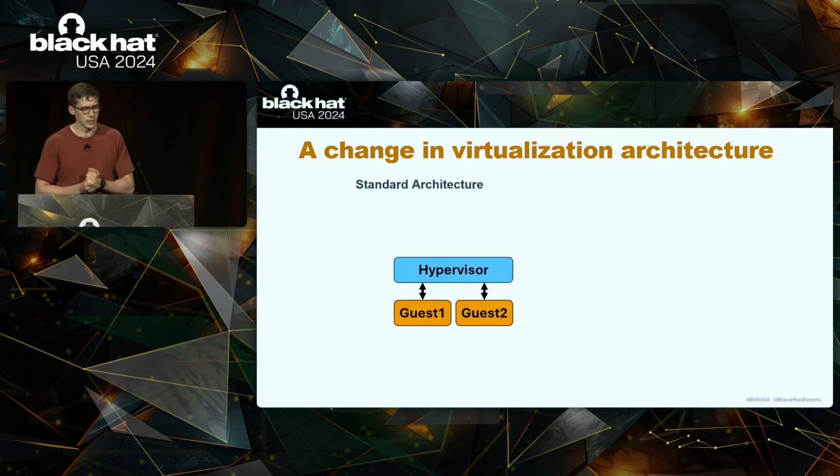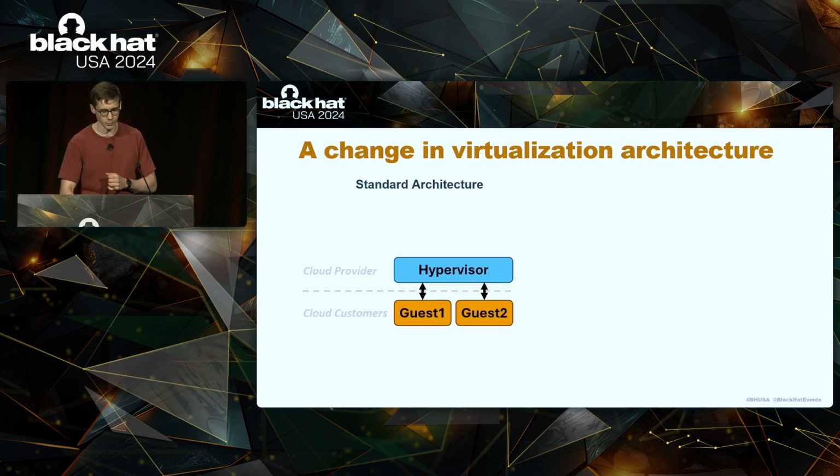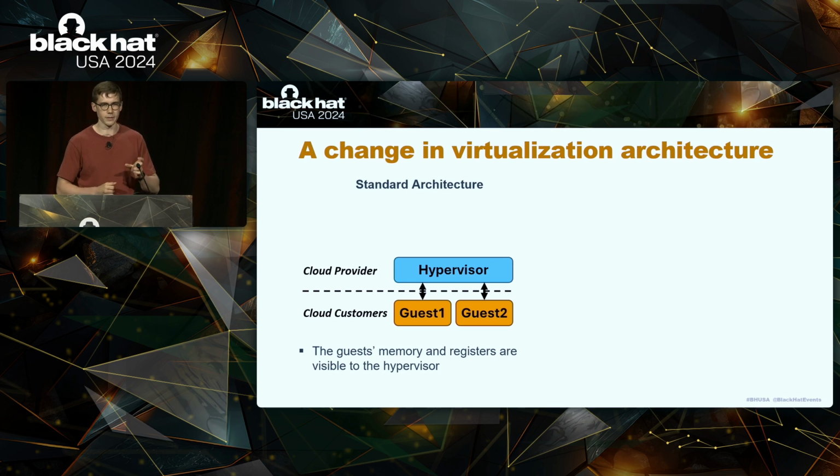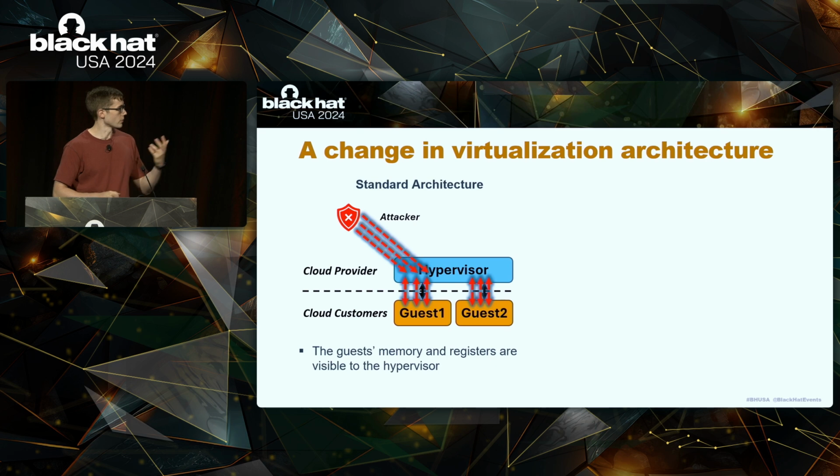So in a standard virtualization architecture, you have a hypervisor that runs guests. The hypervisor is typically owned by a cloud provider, and the guests are typically cloud customers. In this architecture, there are, by definition, no confidentiality guarantees provided to the guest, because the hypervisor has access to the guest's memory and to the guest's registers, and so it can see all of the guest's data. That's, of course, a problem if the cloud provider gets compromised, because if an attacker takes control of the hypervisor, then it's easy for them to exfiltrate all of the customer data.